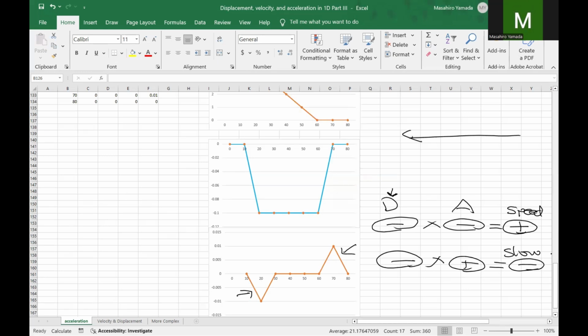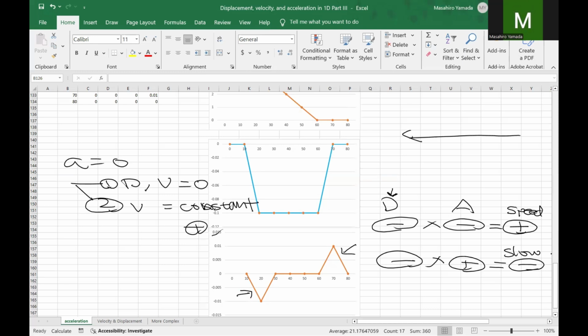So here's the summary. When acceleration is zero, you have two different options. One, displacement and velocity are also zero, or two, velocity is constant. It could be positive or it could be negative, but if velocity is not changing over time, at that moment you should see the acceleration is zero. To see whether the object is moving or not, you cannot just understand from the acceleration information. You have to consult with velocity or displacement.